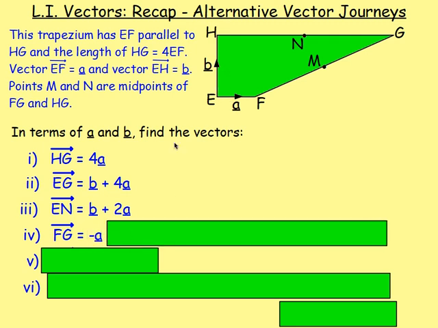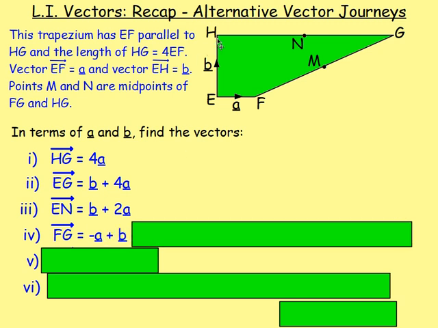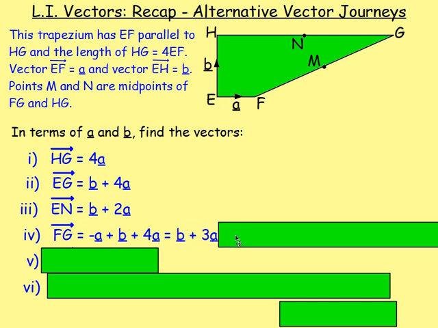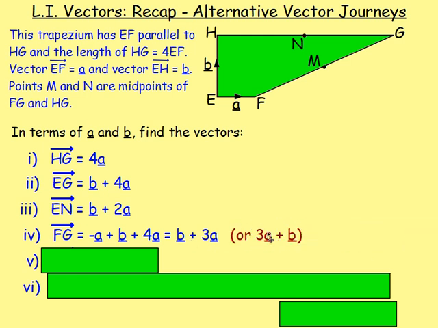We're then going up here, which is vector B, and then you're coming along from H to G, which is going to be 4A. If you simplify that, then we've got negative A plus 4A, which means we'd have 3A. And we've also got this vector B. You could also write that backwards as 3A plus B, or just leave it as B plus 3A.